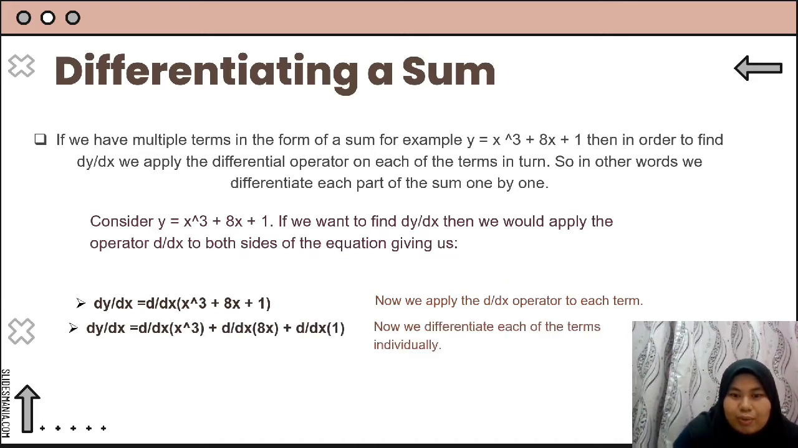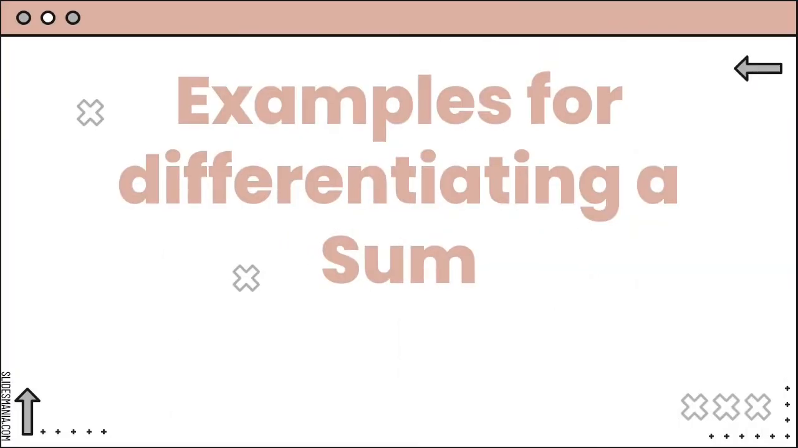Next, we must differentiate each of the terms individually. dy over dx equals d over dx of x to the power of 3, plus d over dx of 8x, plus d over dx of 1. So we can simplify dy over dx equals 3x to the power of 2 plus 8x plus 0. So we get dy over dx equals 3x to the power of 2 plus 8x. Next, we move to examples for differentiating a sum.